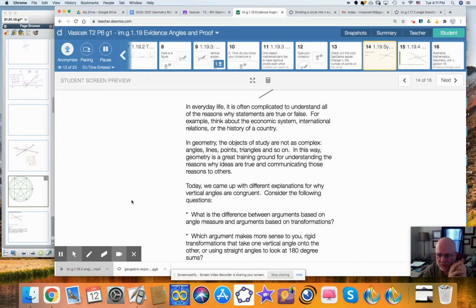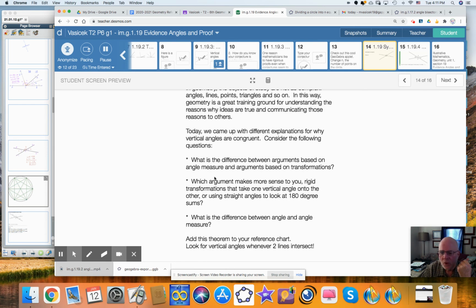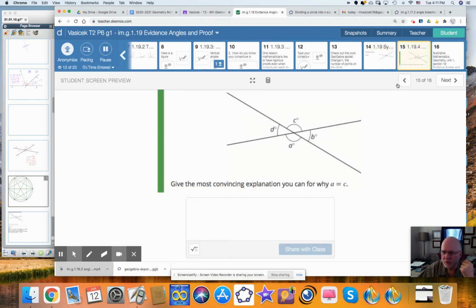Today we came up with several different explanations for why vertical angles are congruent. Consider the following questions. What is the difference between the arguments based on angle measures and on transformations? Remember, we did the reflection. We also did a rotation of 180 degrees versus doing the 180. Which argument makes more sense to you? The rigid transformation that takes one of the vertical angles onto the other, or using a straight angle and saying it adds to 180 and this one adds to 180, so therefore... What is the difference between an angle and an angle measure? Anyway, add this to your statement, and then we have a cool down.